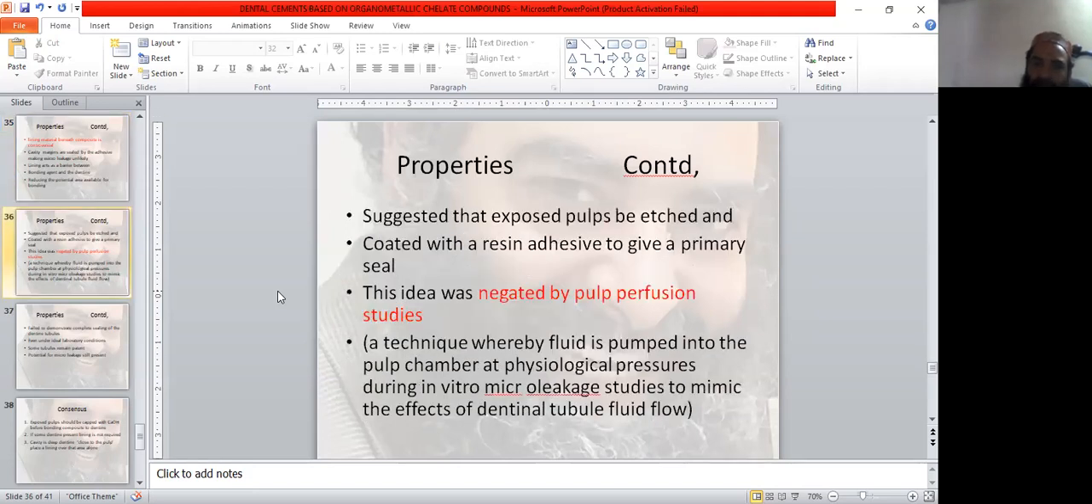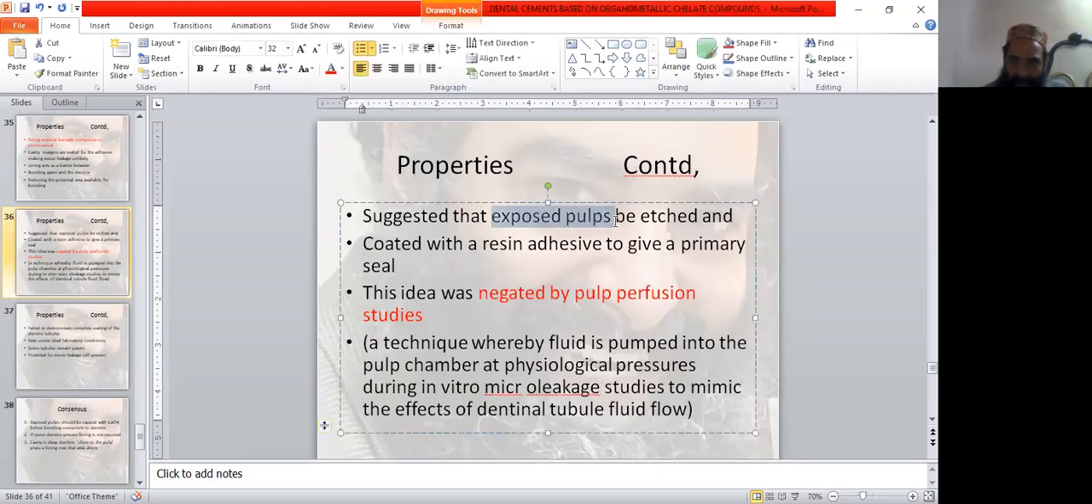Now, it is suggested that exposed pulps be etched and coated. As I already discussed many times, acid is not going to harm your pulp. So here you can see that exposed pulp is etched with phosphoric acid and coated with a resin adhesive to give a primary seal.